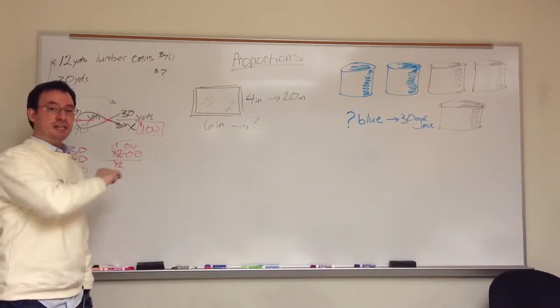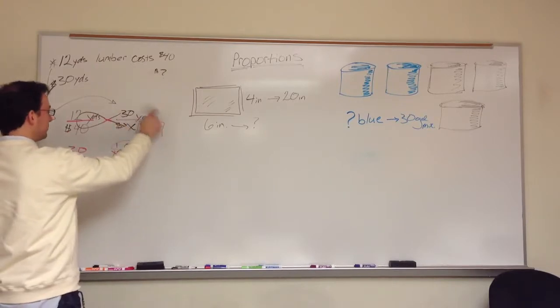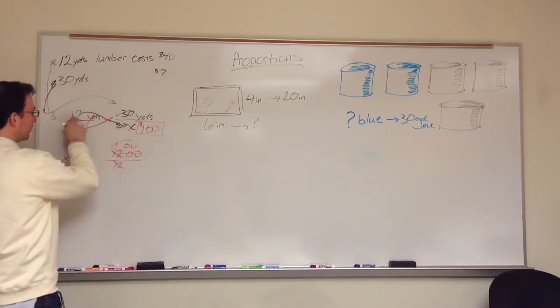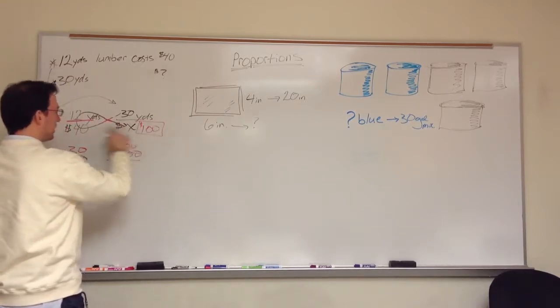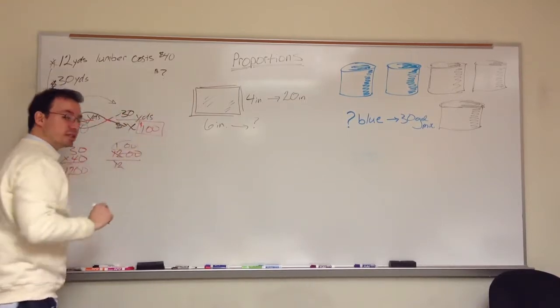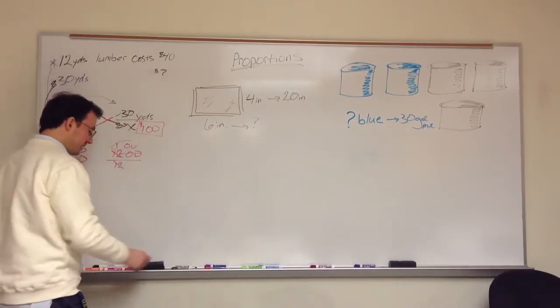And we showed how to check these in a previous video. You multiply these two, see if they come up the same, 1200. So 12 times 100 is also 1200. If the cross-multiplying products equal each other, then you know that it is, in fact, a proportion. Okay, so let's move on to this next kind.